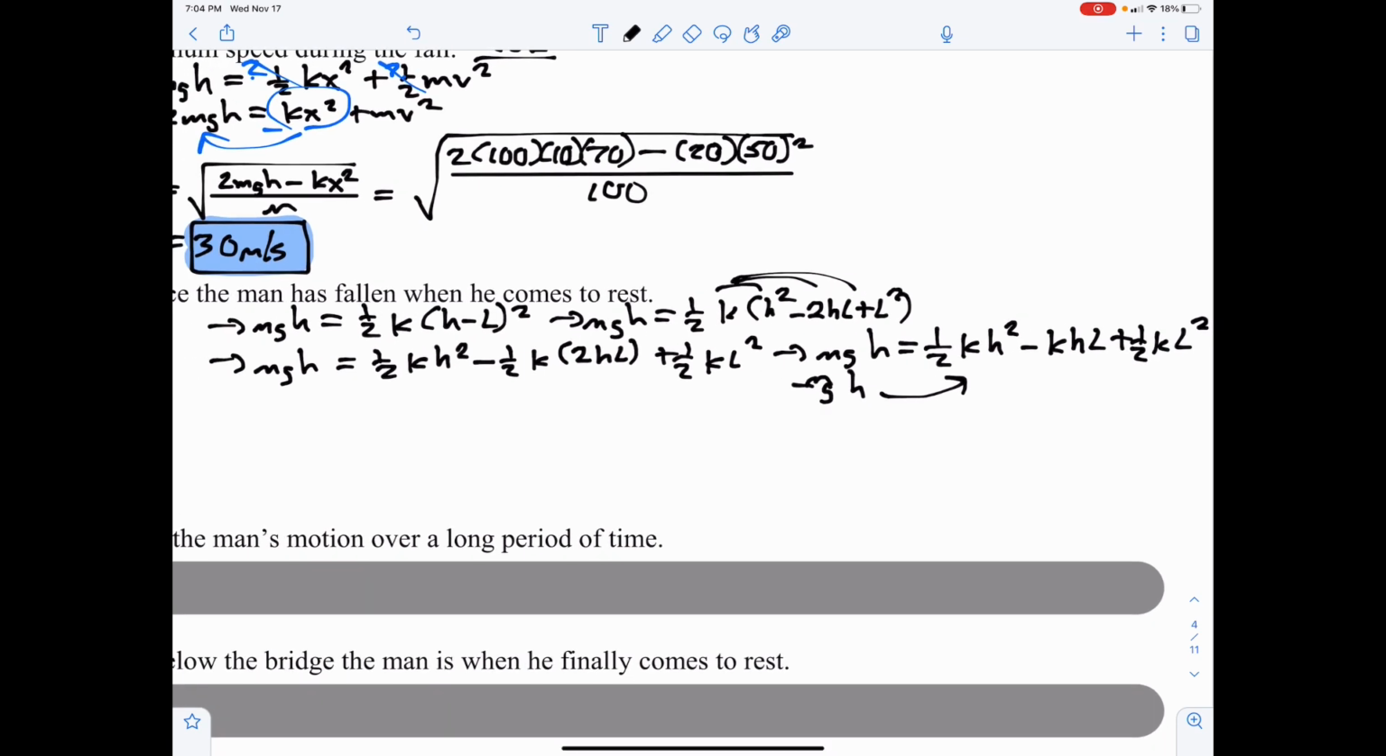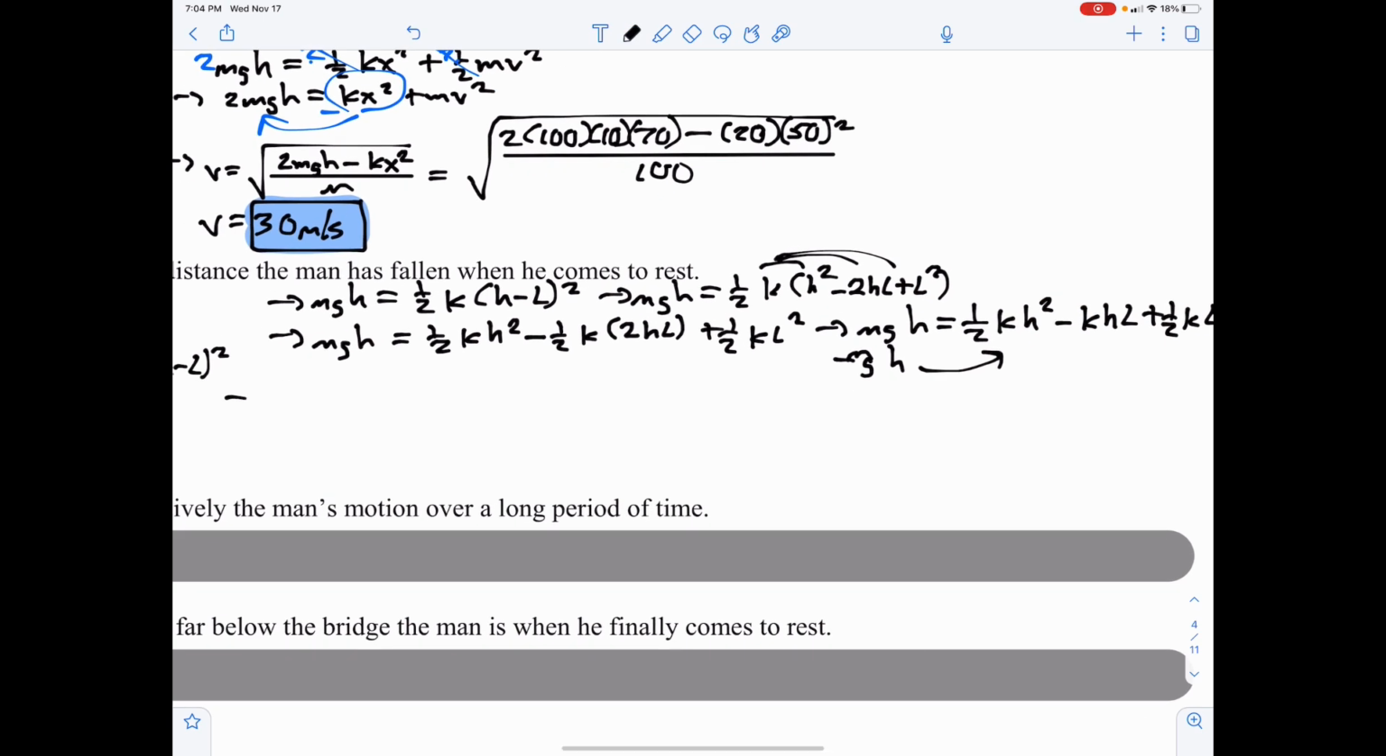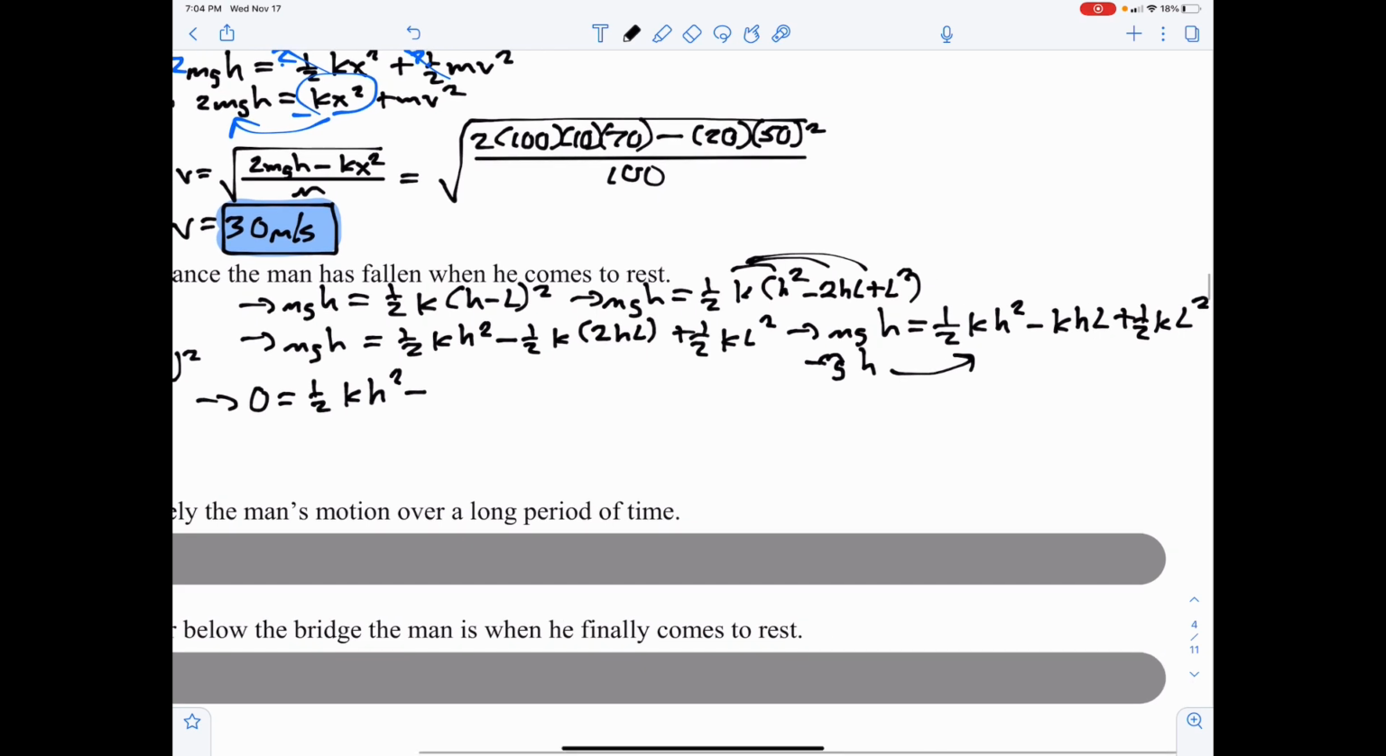Again, I'm creating a quadratic equation, because I'm solving for the distance the man has fallen. I'm solving for h. So I notice I've got an h squared, I've got an h term, right? I'm going to set this up as a quadratic equation. So 0 is equal to 1/2 kh squared, and then minus my two h terms would be khl minus mgh, there's my h term, plus 1/2 kl squared.